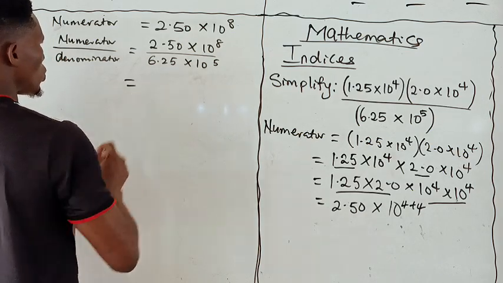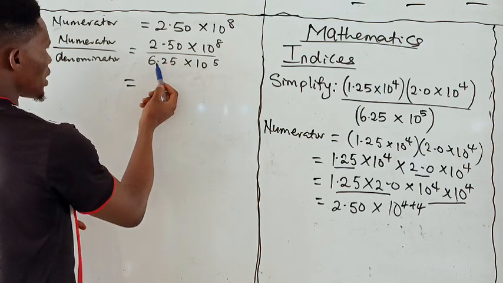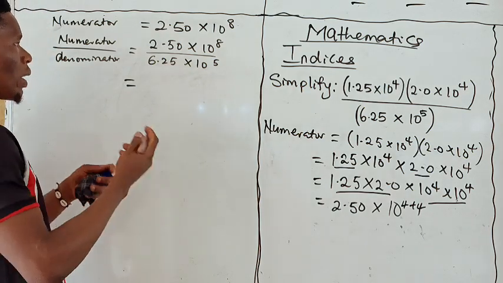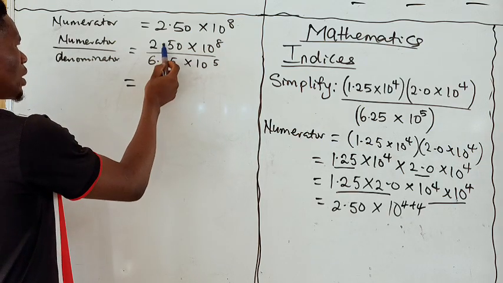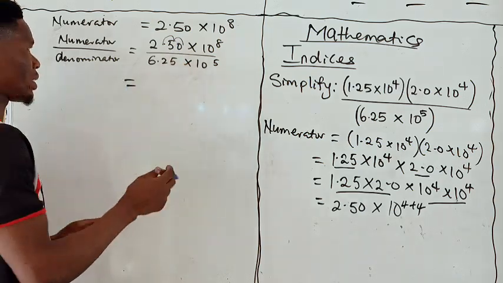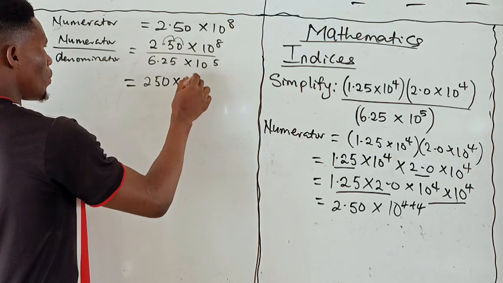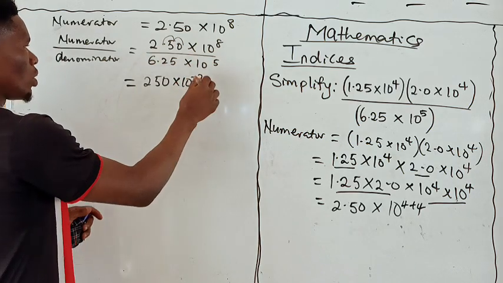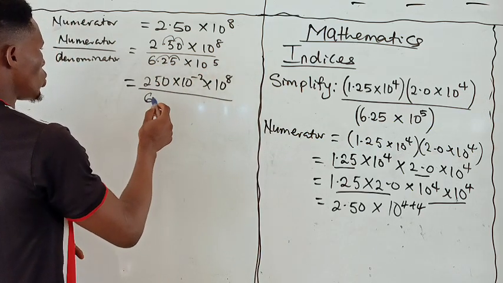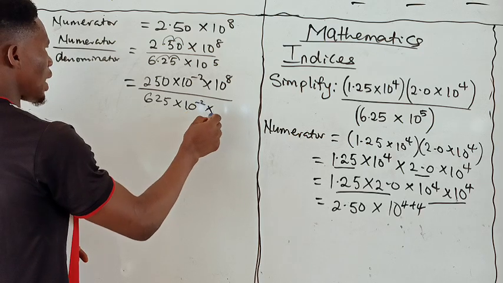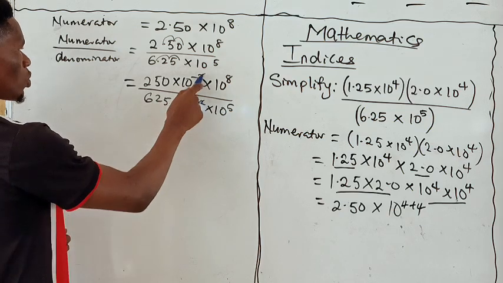All right, this equals to, now we know we have to divide 2.50 and 6.25, right? But because of this decimal point, it might look somehow difficult, right? So now what we're going to do is let's move this point here, 1, 2, we move the point twice. That means we now have 250 times 10 raised power minus 2, because we move it forward, right? Minus 2, then times 10 raised power 8 all over the same thing here, 1, 2. So we have 625 times 10 raised power minus 2 times 10 raised to the power of 5. All right, now look at this. 10 raised power 2, we cancel 10 raised power 2.